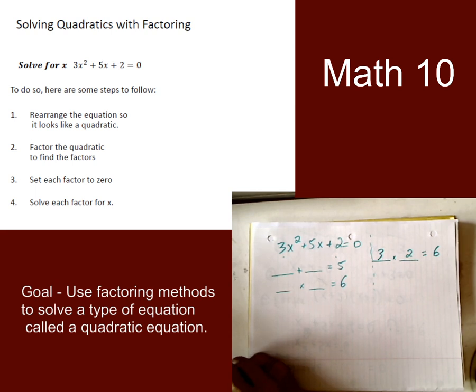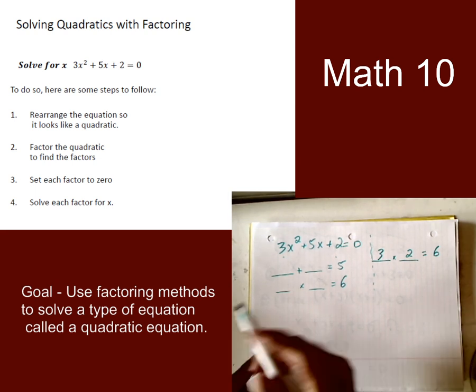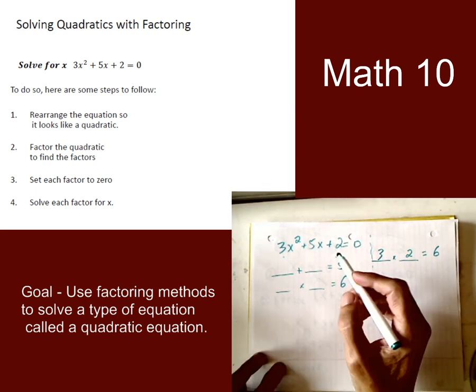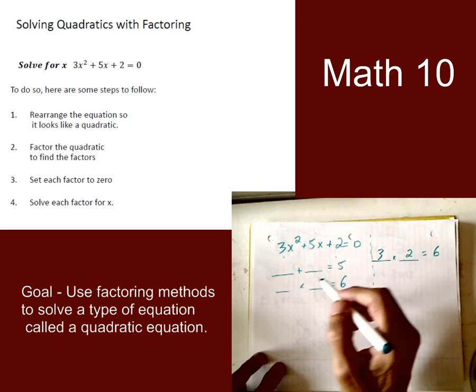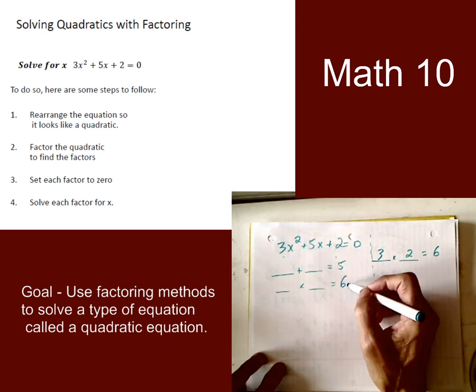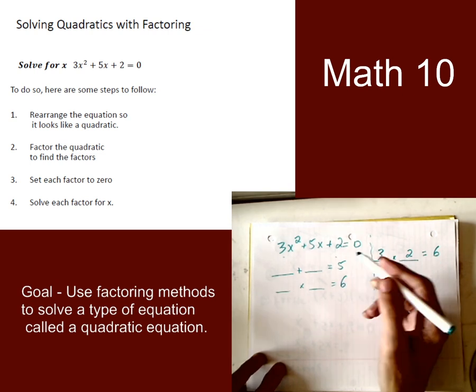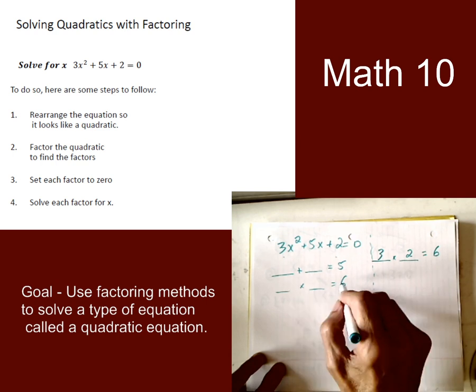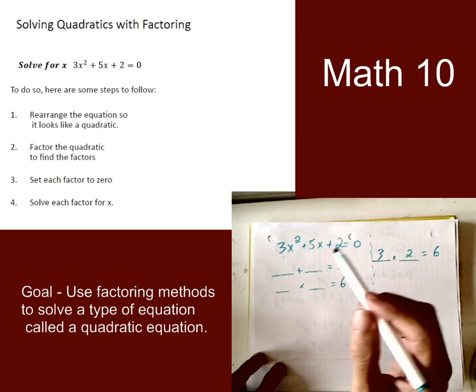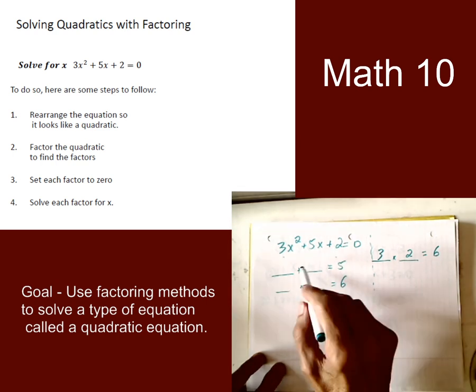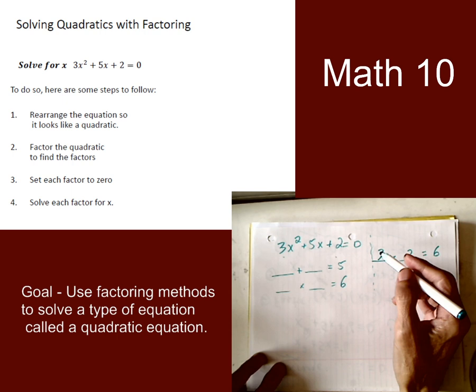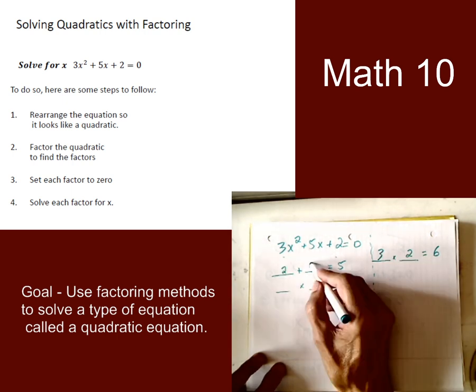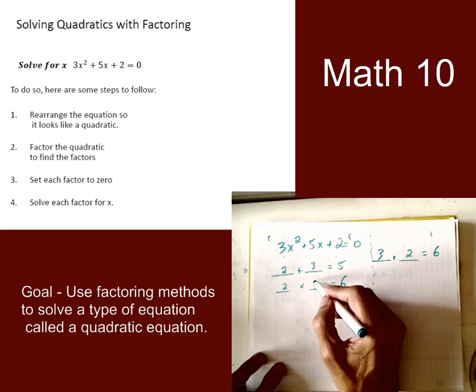But in this particular question, let's see. What other possibilities are there for multiplying to 6? 1 times 6, 2 times 3 as well. So if we have 2 times 3, that gives you 6. And notice, 2 plus 3 gives you 5. So in fact, those are the ones that we want. Those are the numbers that will help factor this expression here.